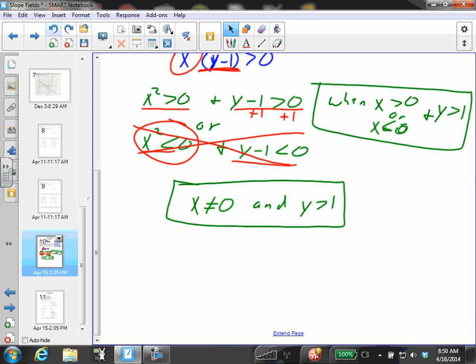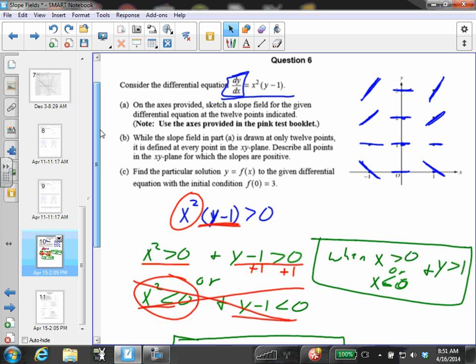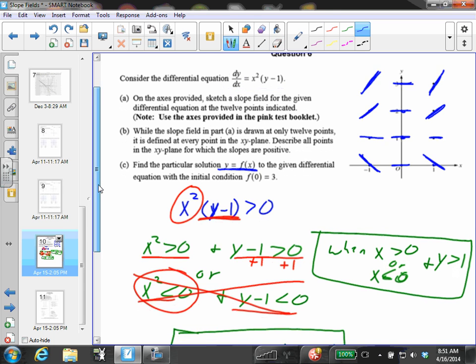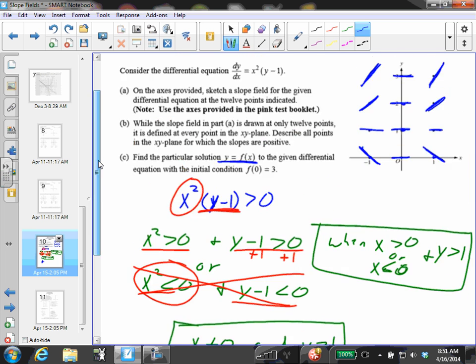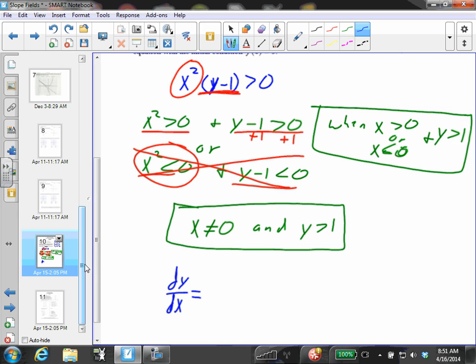Okay, now part C says find the particular solution y equals f of x to the given differential equation with the initial condition f of 0 is equal to 3. So there's part C up here. So we're trying to find the solution for this thing. We're trying to get back to, if you'll notice with me, the original equation. Okay, we want y equals something. So I'm going to take this function. It says dy dx is equal to x squared times y minus 1.